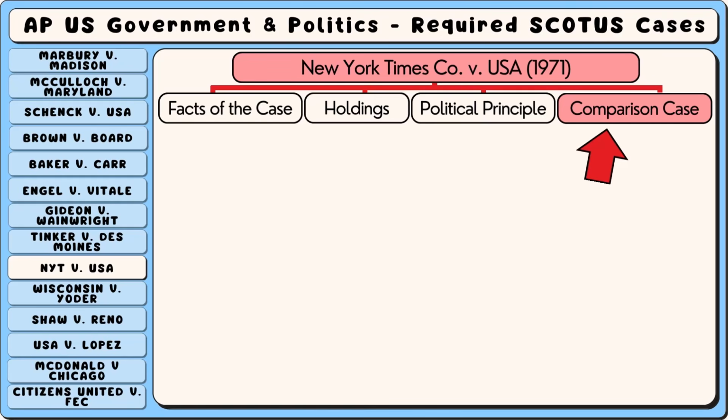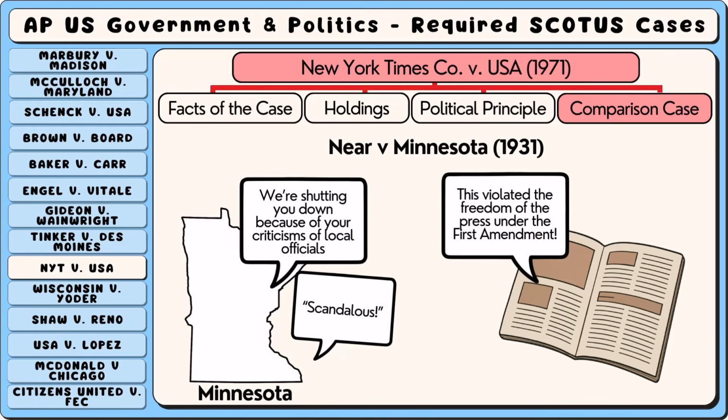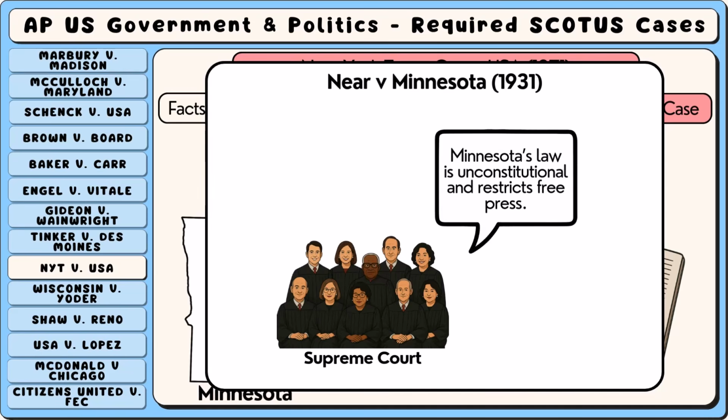Now let's look at one non-required case to see how you could compare this case to another case in the exam. We'll look at Near versus Minnesota, which went before the court in 1931. In that case, the state of Minnesota tried to shut down a newspaper that had printed harsh criticisms of local officials. The state argued that the paper was scandalous and should be stopped from publishing future issues. The newspaper argued that this violated the freedom of the press under the First Amendment. At the end of the case, the court agreed with the newspaper, holding that Minnesota's law was unconstitutional and restricted free press.